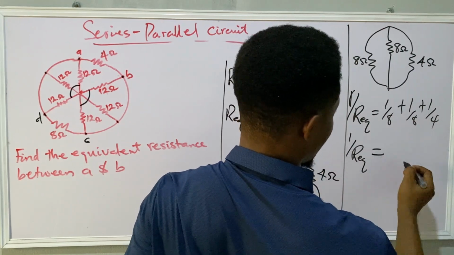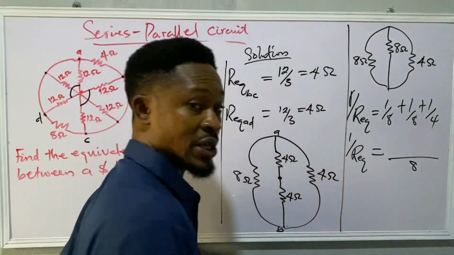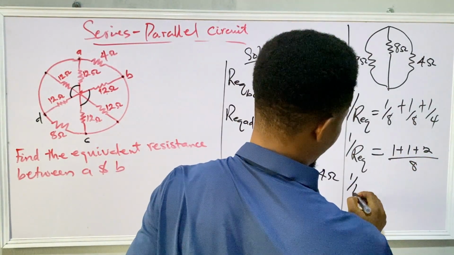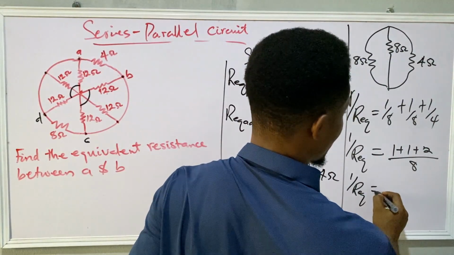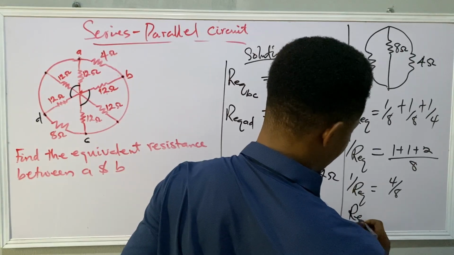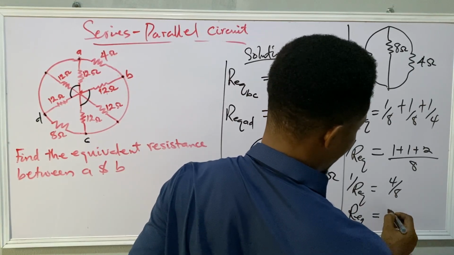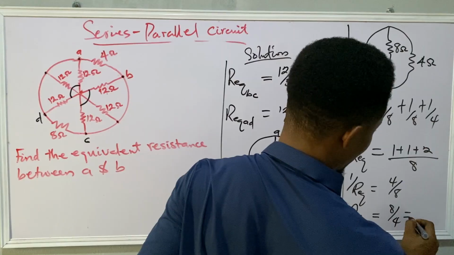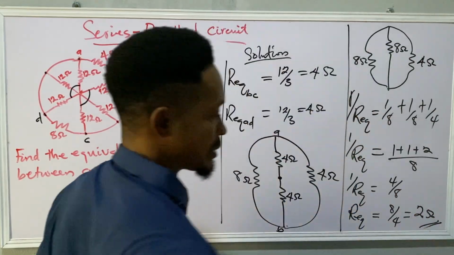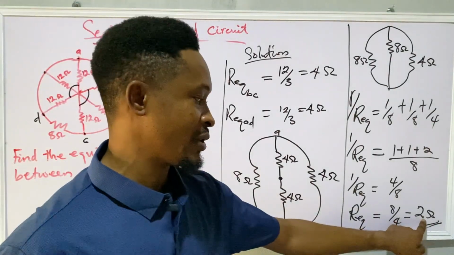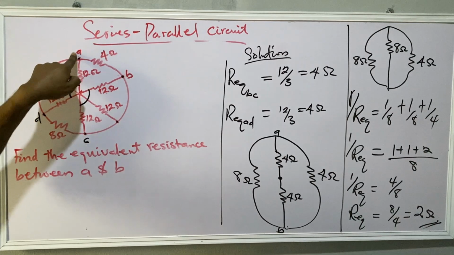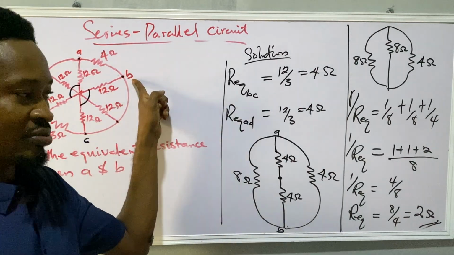If you do that mathematics, you will see that the LCM is 8. 1 plus 1 plus 2. 1 over R equivalent equals 4 over 8. Then the equivalent resistance will be equals to 8 over 4, which is equals to 2 ohms. So this is the value of the resistance between point A and point B.